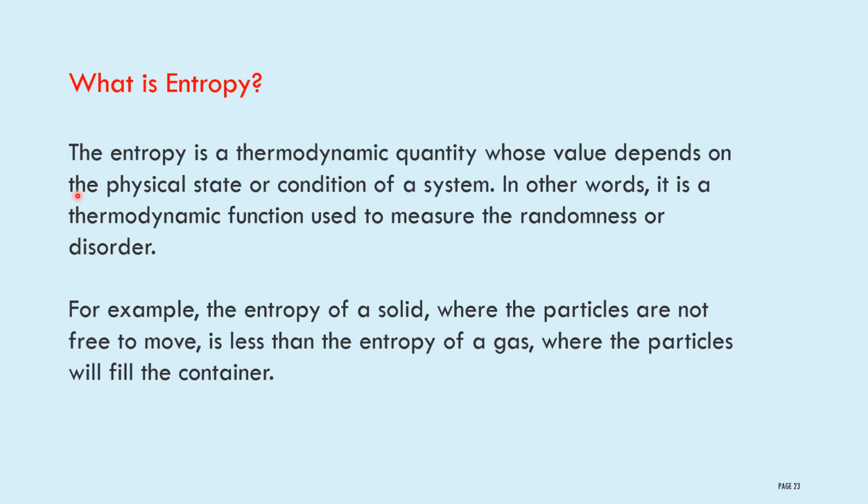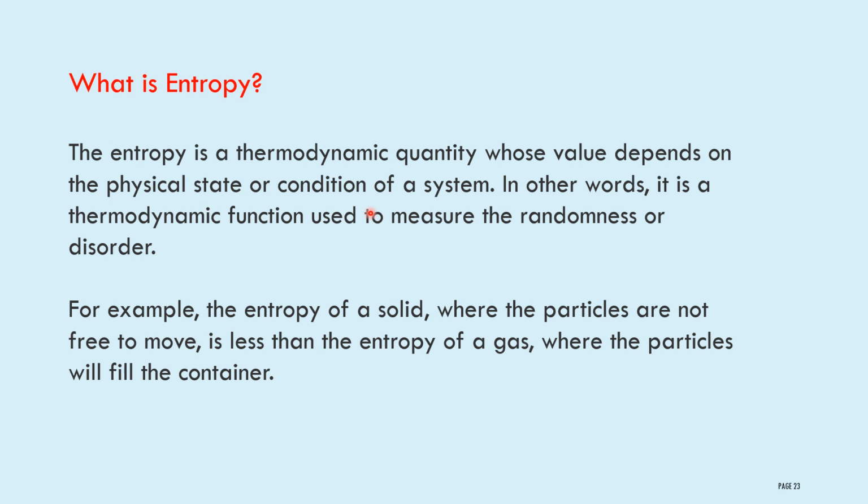Next one, what is entropy? Entropy is a thermodynamic quantity whose value depends upon the physical state or condition of a system. Entropy is nothing but a thermodynamic quantity, and its value depends upon the physical state or condition of a system.